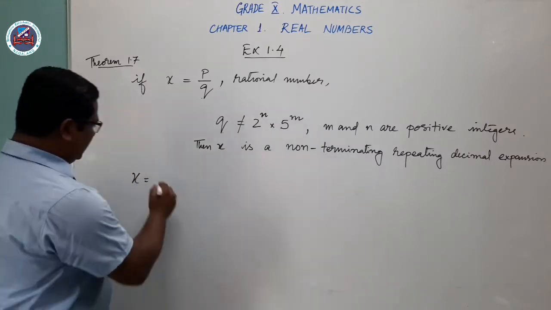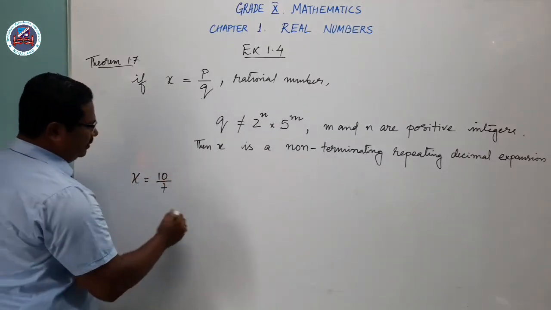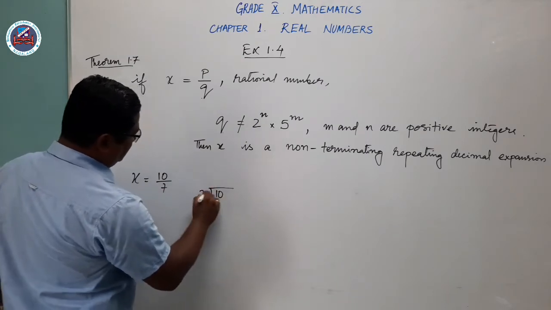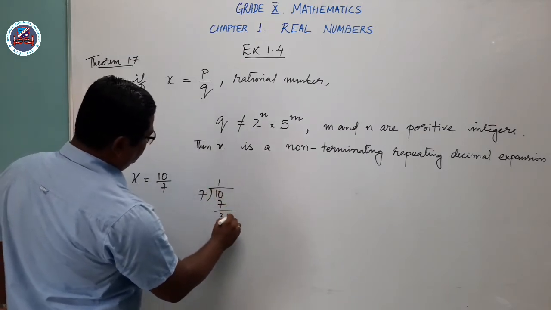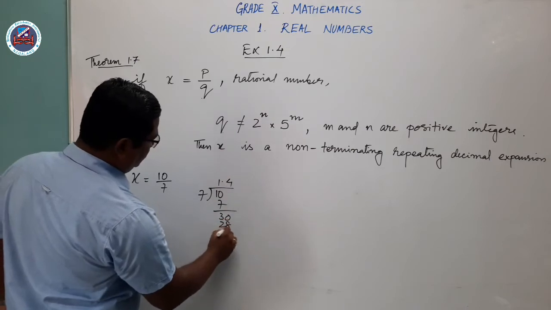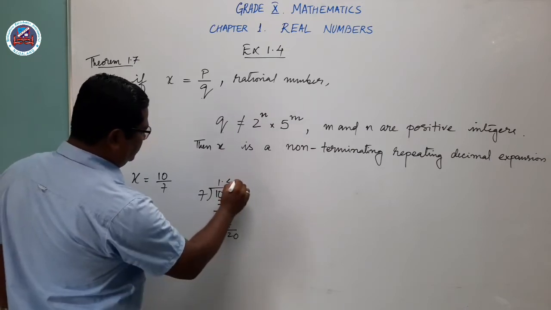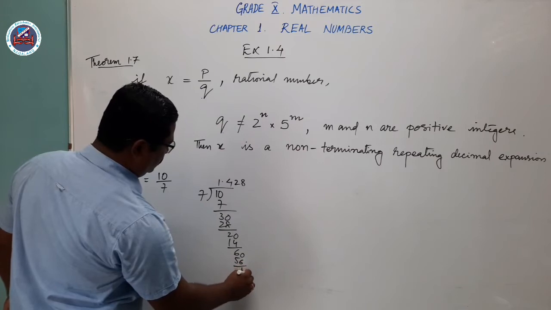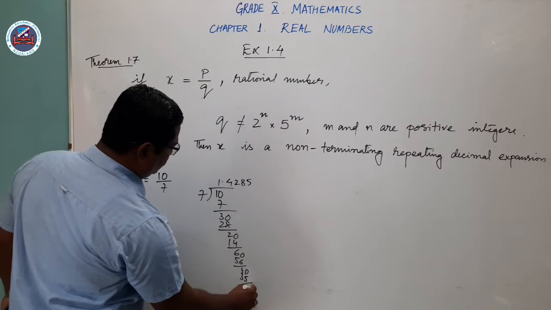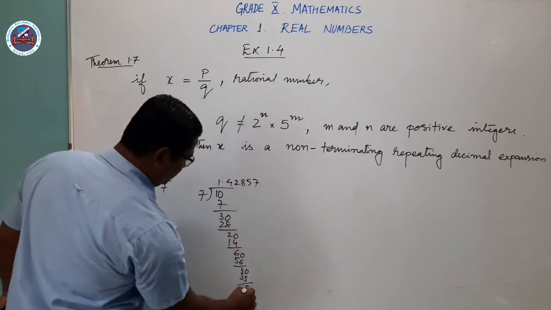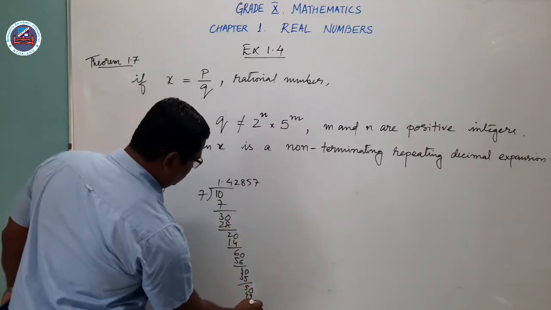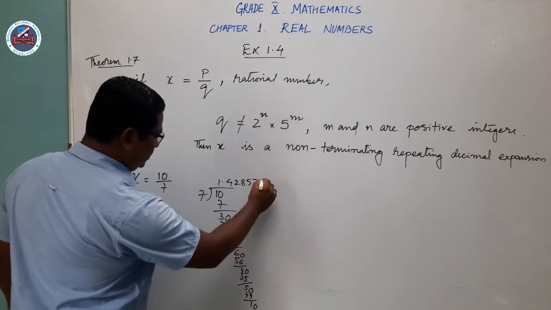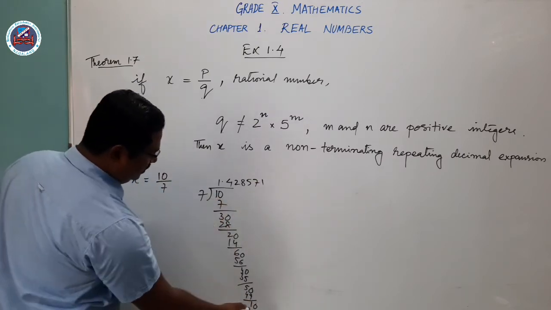Suppose x is equal to 10 by 7. Let us divide and see. 10 by 7. 7 ones are 7. 3 0. 7 fours are 28. 2 0. 7 twos are 14. 6 0. 7 eights are 56. 4 0. 7 fives are 35. 5 0. 7 sevens are 49, then 1 0 again starts here. We started with this 10, and again we got 10.